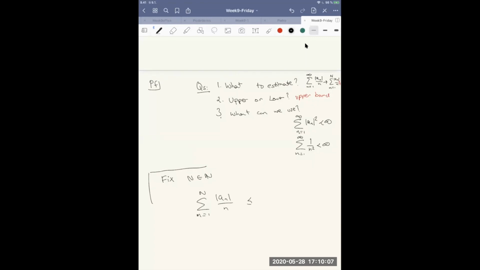This is less than or equal to, by Cauchy-Schwarz, the square root of the sum of a_n squared, times the square root of the sum, n equals 1 to N, of 1 over n squared. So here we're using that a_n is the absolute value of a_n. So a_n prime, if I wanted to use different notation, and b_n prime is 1 over n. So that's the product that we have. So this is this times 1 over n, and that gives us these terms here.